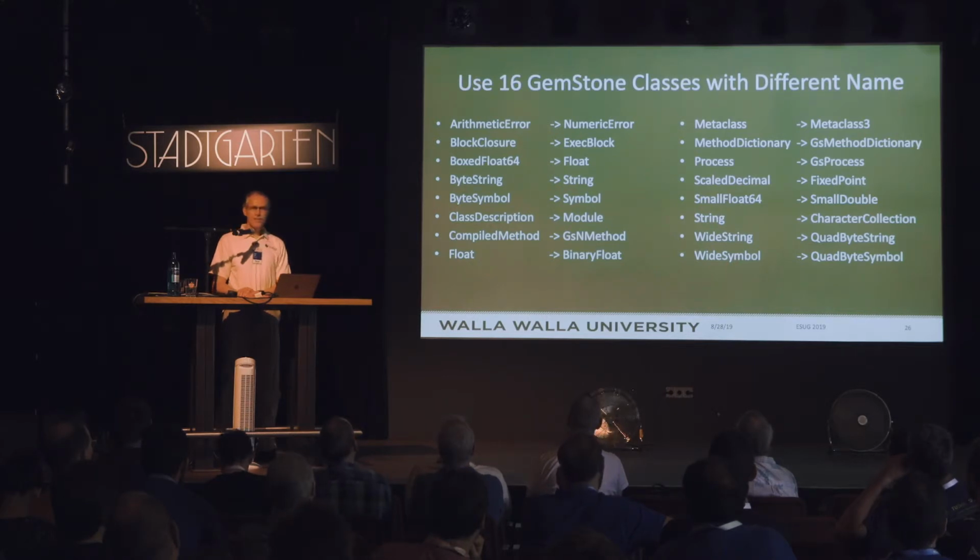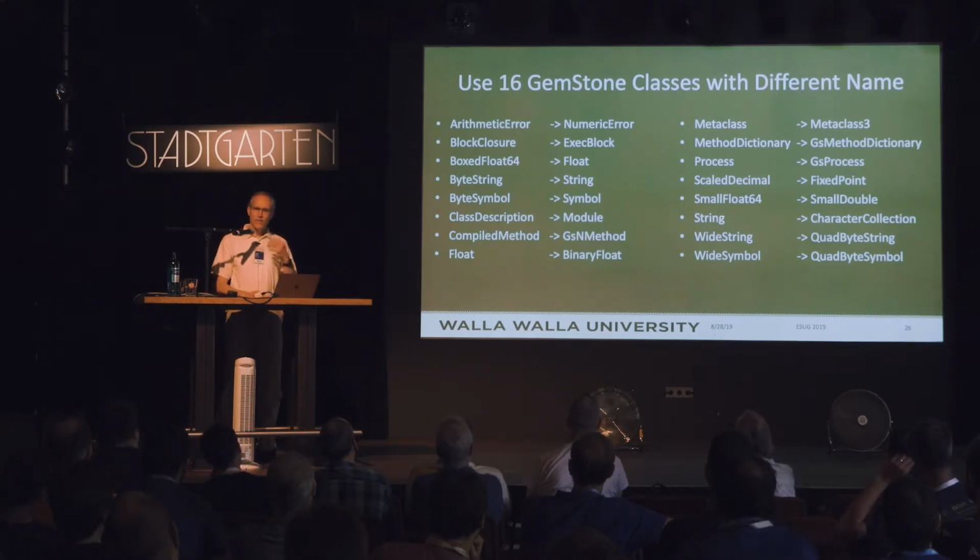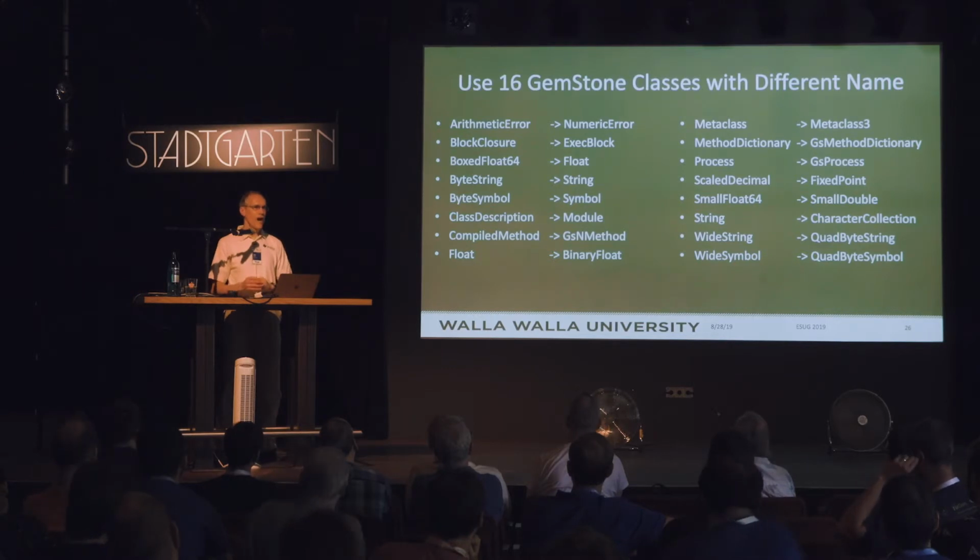And so arithmetic error in Pharo is mapped to numeric error. So you can still call it arithmetic error. In your code, you can say on arithmetic error, do this. But the name refers to an object, and it's the object that is used.